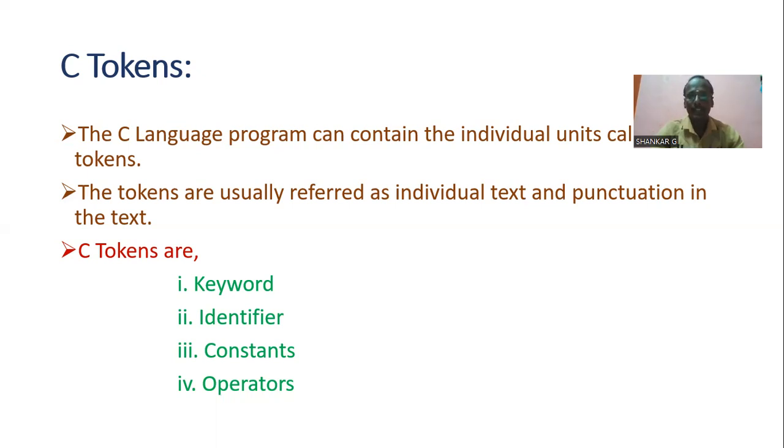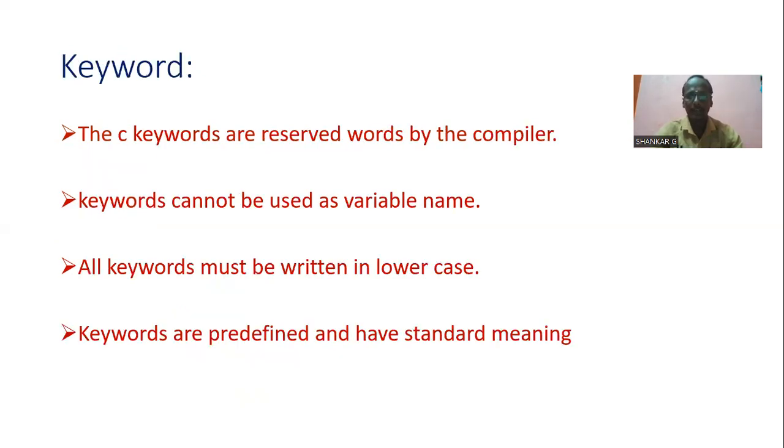In this video, we are going to discuss only two of the C tokens. One is keywords and another one is identifiers. Let us see what a keyword is.